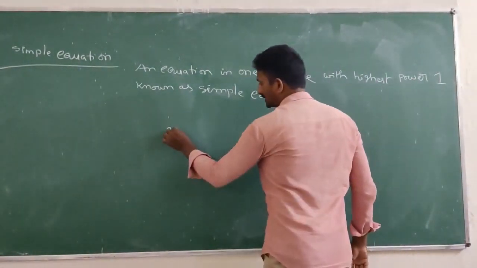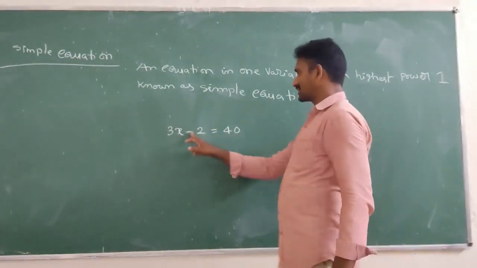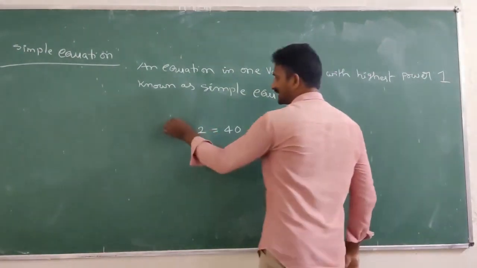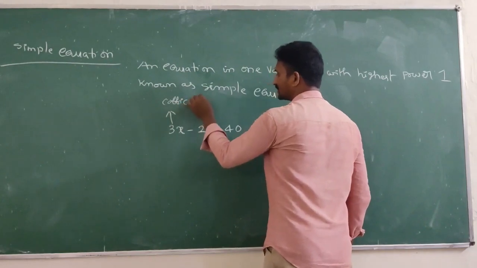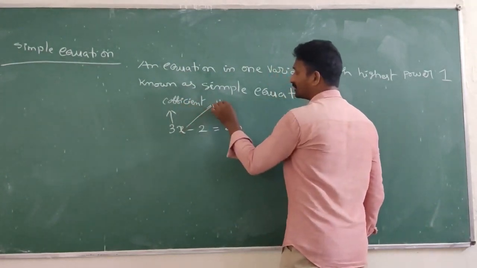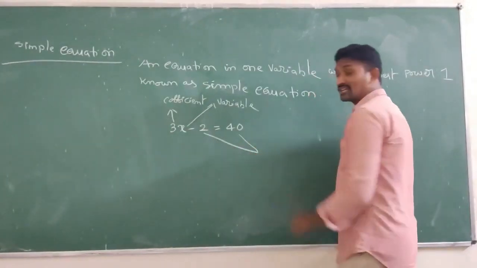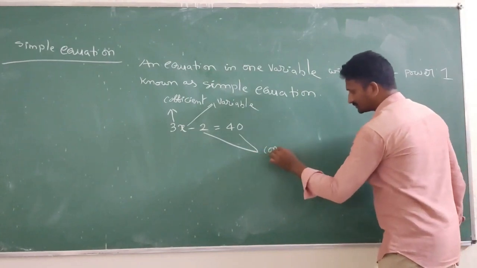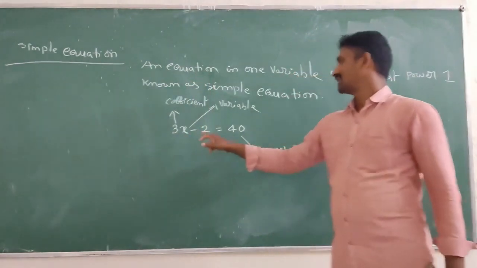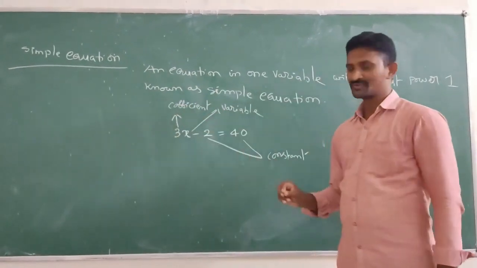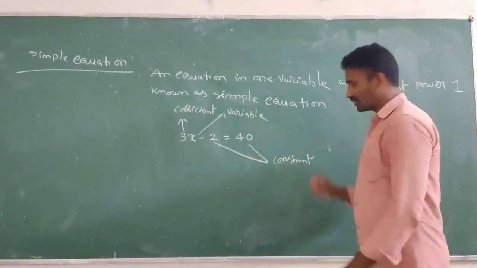Example: 3x minus 2 equal to 40. 3 is the coefficient, x is the variable, and 2 and 40 are constant terms.